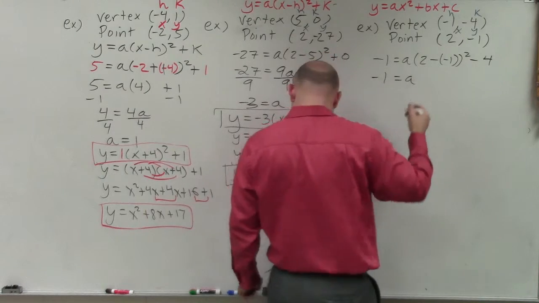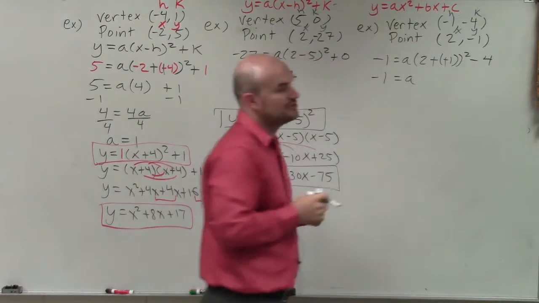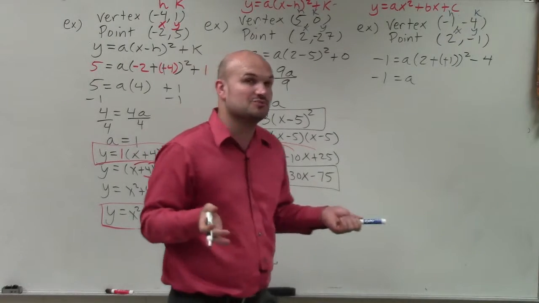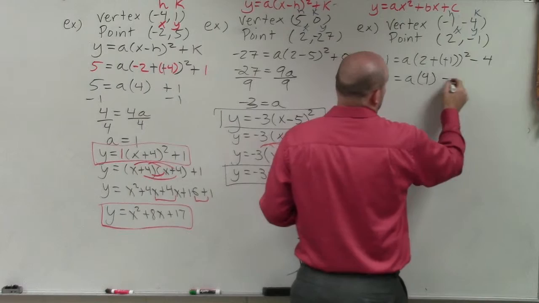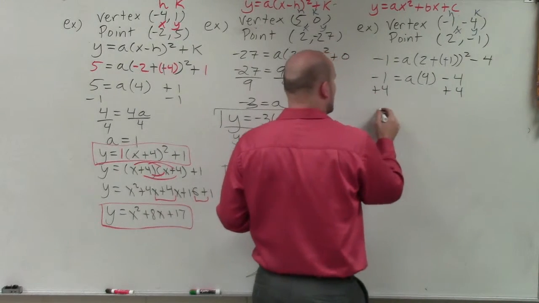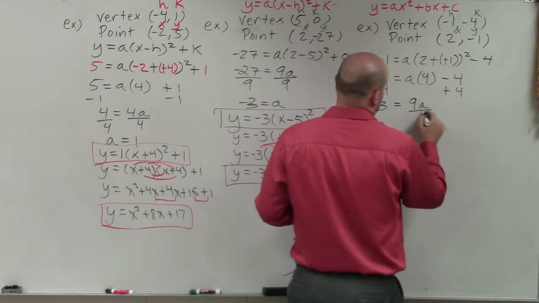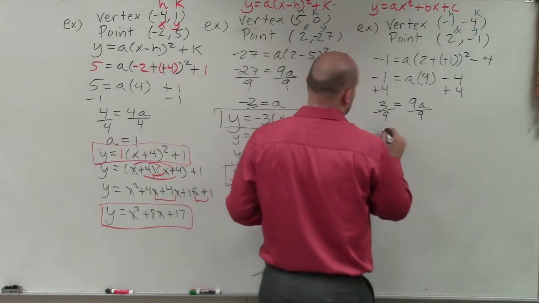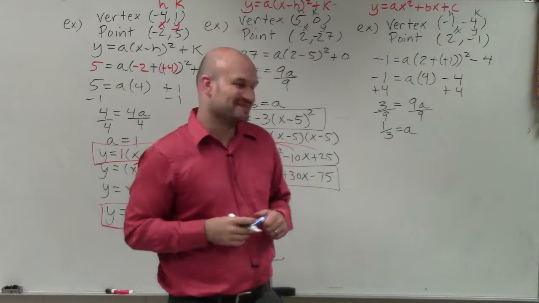Let's go ahead and simplify this. Again, we have a double negative. So 2 minus a negative 1 is the same thing as 2 plus 1, which would be 3. 3 squared leaves me with a 9 minus 4. Add the 4 to both sides, and I end up getting 3 equals 9a. Divide by 9. 1/3 equals a. A lot of fun stuff, right?